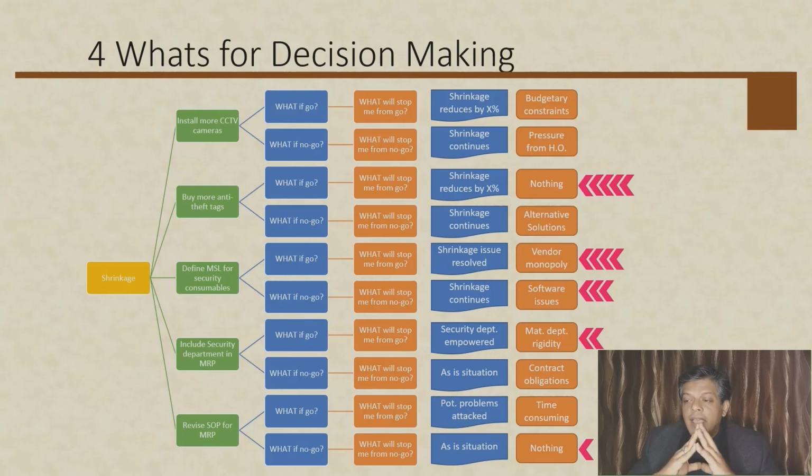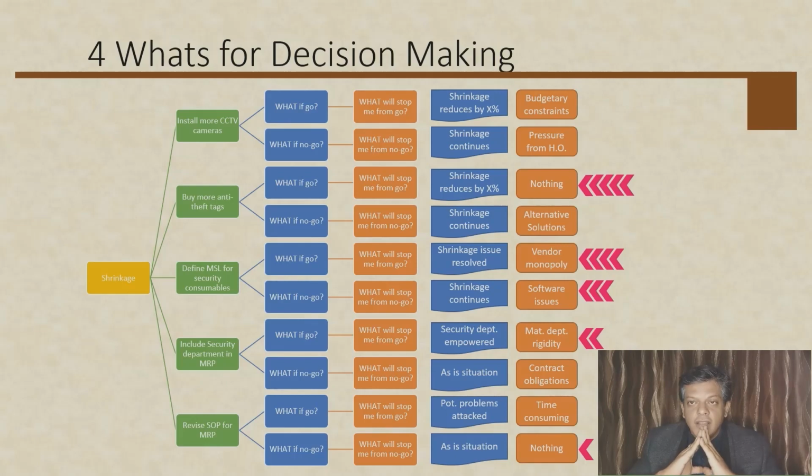And what if I don't go ahead with this particular option? Probably the situation will remain as it is and the shrinkage will continue. And what can stop me from not going ahead with it? Probably you would have a lot of pressure from the head office, which is also concerned about the high levels of shrinkage in your particular store. So in this manner, you have to apply these 4 whats technique to each of the options that is listed, and analyze the possible consequences and roadblocks.